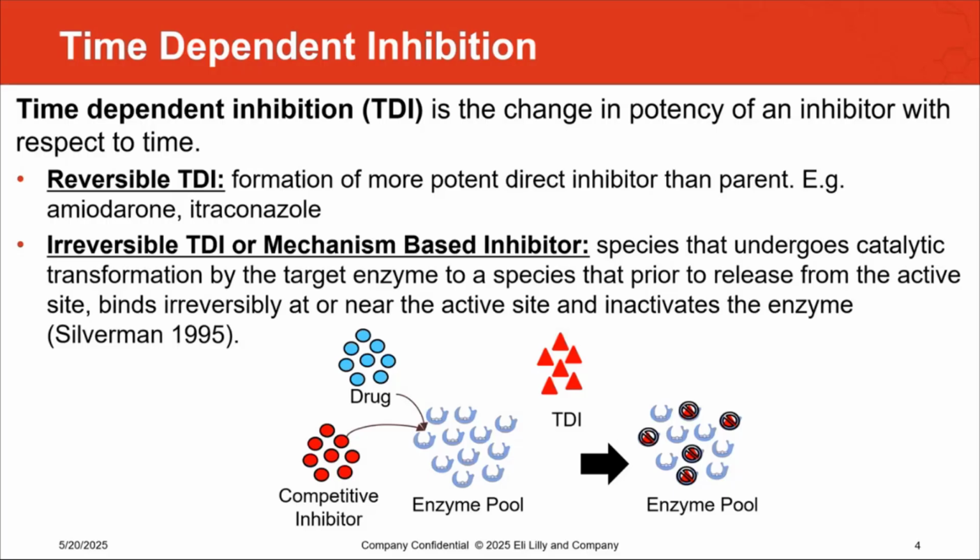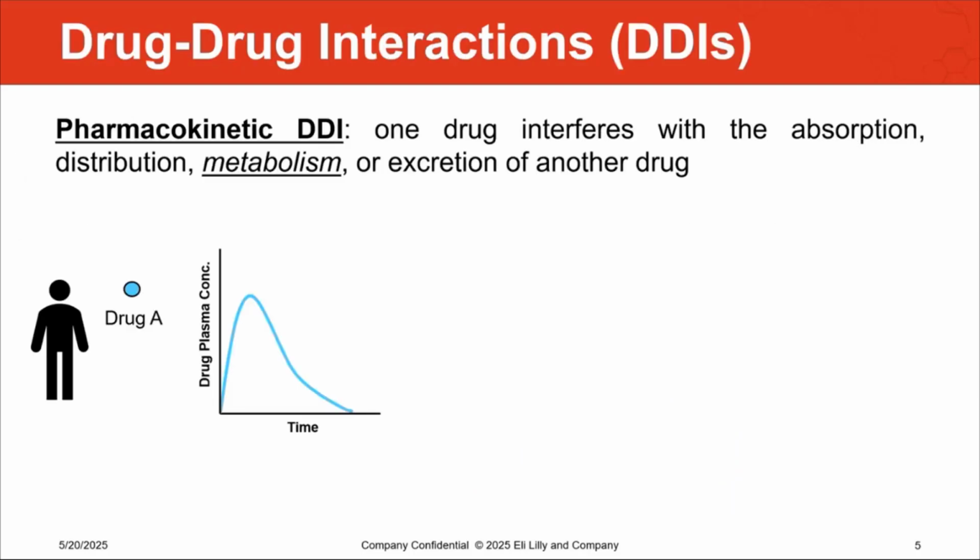However, it's important to understand the kinetics of this and the rate at which it changes. If it happens very slowly, and you can synthesize new enzyme, then that might not be a risk. But what can happen with time-dependent inhibition is you can have drug-drug interactions, and more specifically, pharmacokinetic drug-drug interactions, where one drug interferes with the ADME properties of another drug, that is, its absorption, distribution, metabolism, excretion.